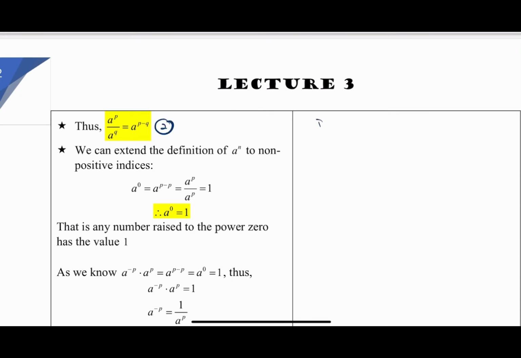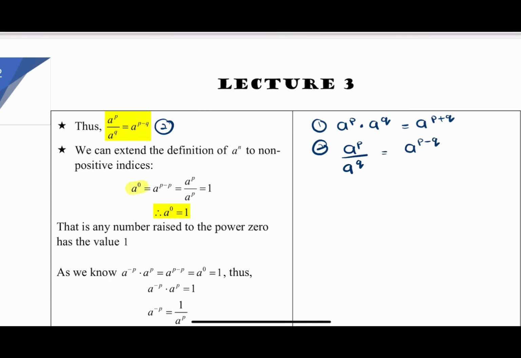Okay, jom kita recap. Kita ada property yang pertama, A to the power of P times A to the power of Q equals to A to the power of P plus Q. Properties yang kedua, A to the power of P over A to the power of Q is equals to A to the power of P minus Q. Okay, so now kita nak gunakan kedua-dua properties ini supaya kita boleh dapat another properties.